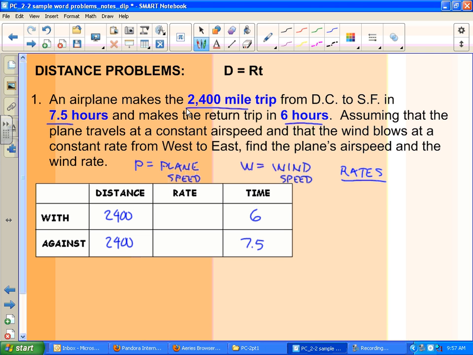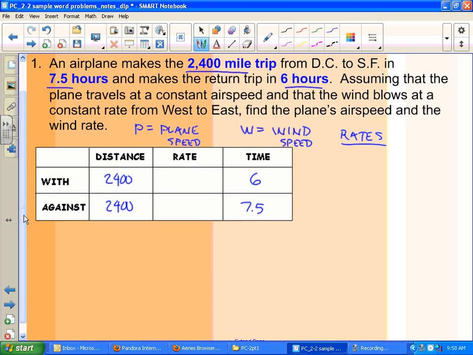Speed of the plane and the speed of the wind. Beautiful. I've got two things making this rate happen. My speed is an airplane, and then the wind either pushing against me or with me. So, here we go. Ready? Plane and wind. Plane and wind.